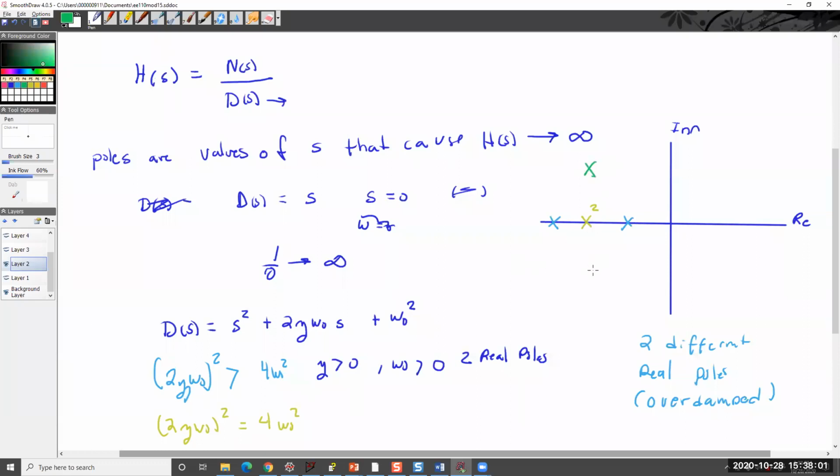And then I can have this, and I'm just going to draw that up here. Well, now we've got complex poles, and it's less than 4 omega naught. But the real part is still on this side. So having complex poles doesn't mean that you're out of control, all right?